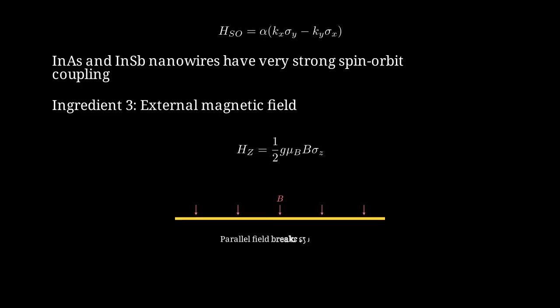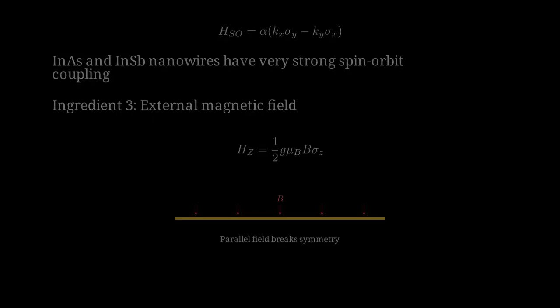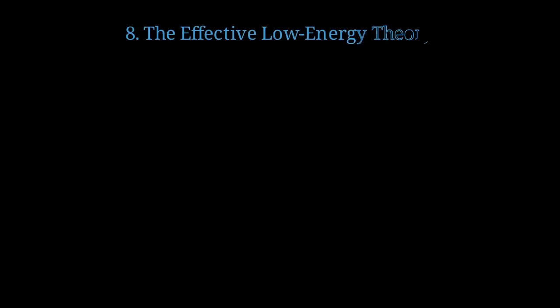We apply a magnetic field parallel to the nanowire. This field must be strong enough to overcome the superconducting gap. When all three ingredients combine, we can derive an effective theory that captures the essential physics.